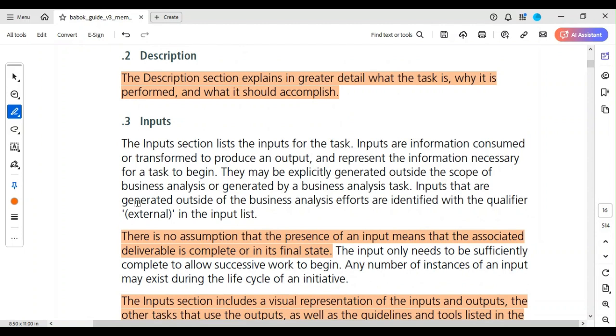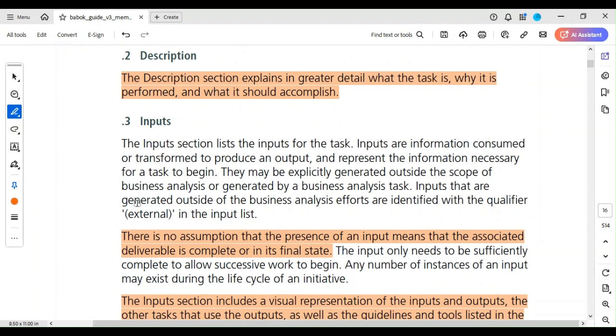So whatever you introduce, you expect something, right? And inputs represent the information necessary for a task to begin. Yes, they may be explicitly generated outside the scope of business analysis or generated by a business analysis task. That means a task can produce the input of another task. Inputs that are generated outside of the business analysis effort are identified with the qualifier external in the input list. So whenever you see external, just know that this input is gotten outside of business analysis.